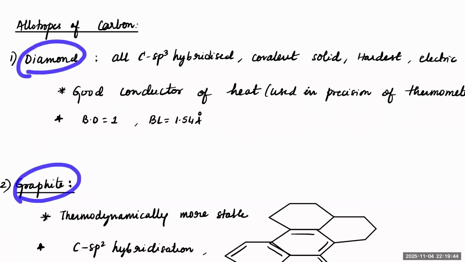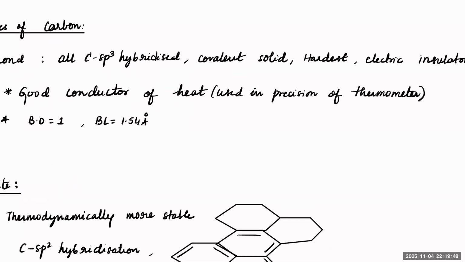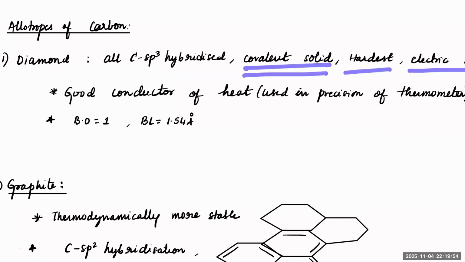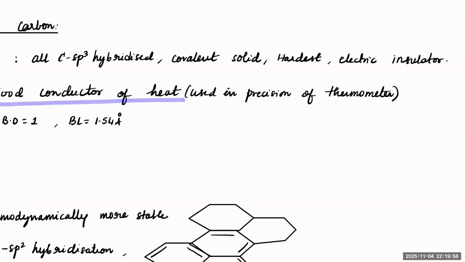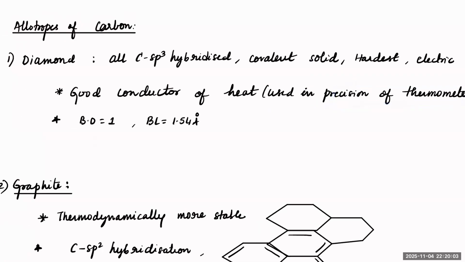When it comes to diamond, all the carbons in the diamond are sp3 hybridized. They are called covalent solids. They are the hardest, they are electrical insulators, and they are very good conductors of heat. This is precisely used in thermometers. If you compare the bond order, it is 1 and the bond length is around 1.54 Angstrom.